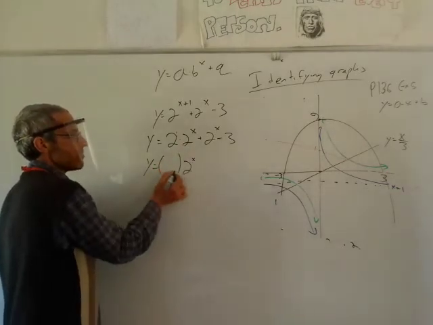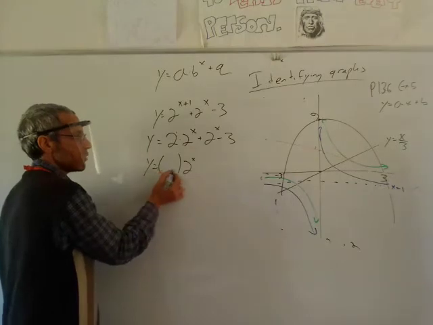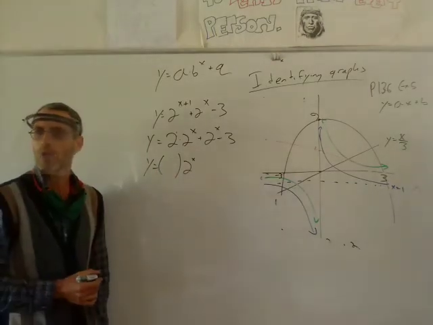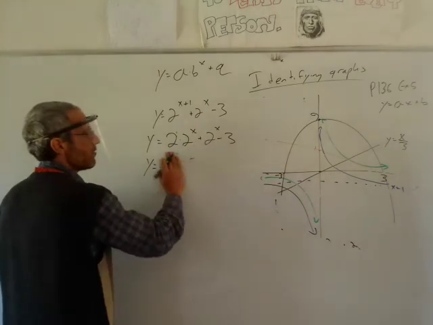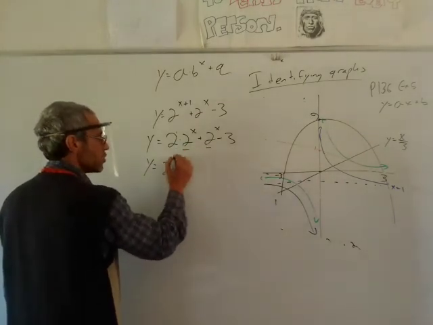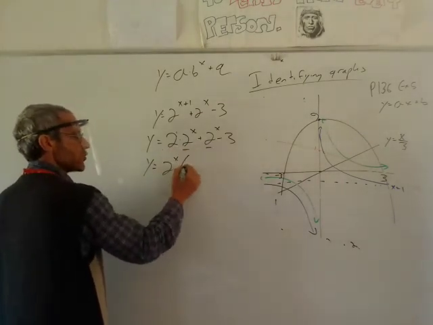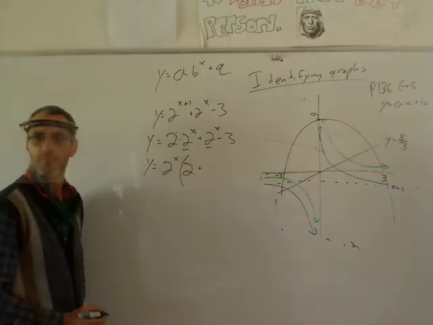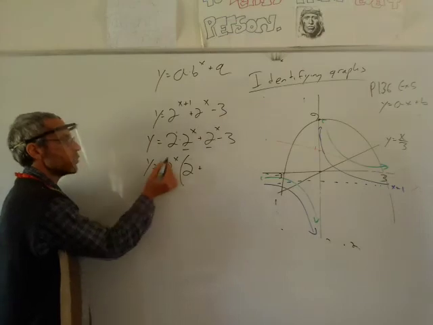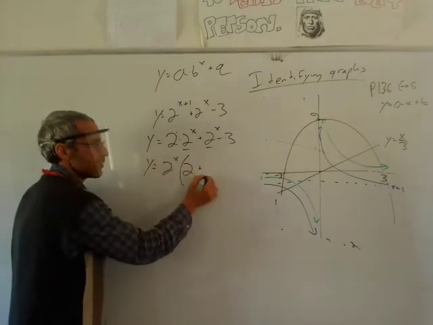What do I have to write in brackets here? If I've got 2 to the power of x as the common factor, how am I going to write it? The first one will be 2 times 2 to the power of x. How am I going to get the next one? What should I have here?